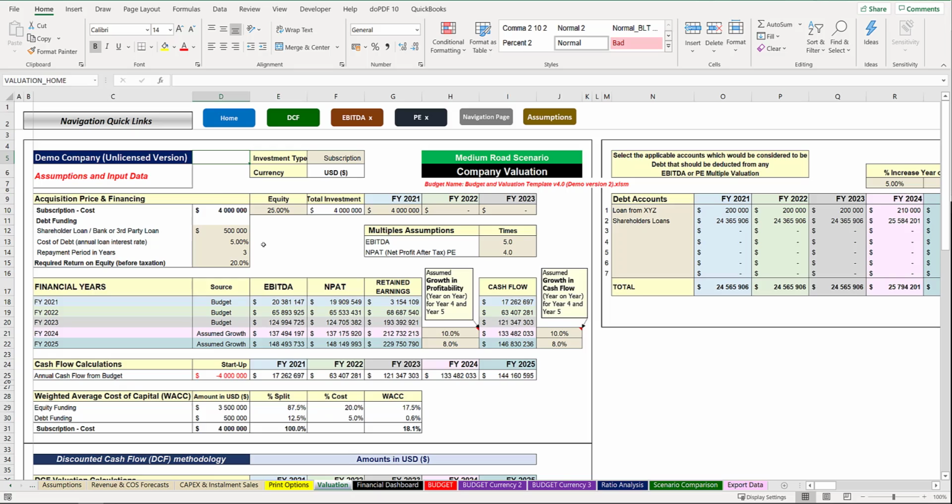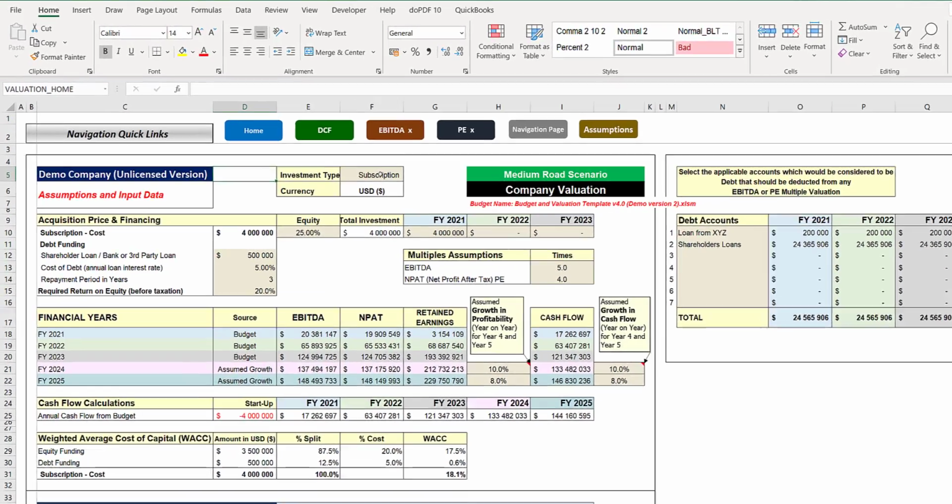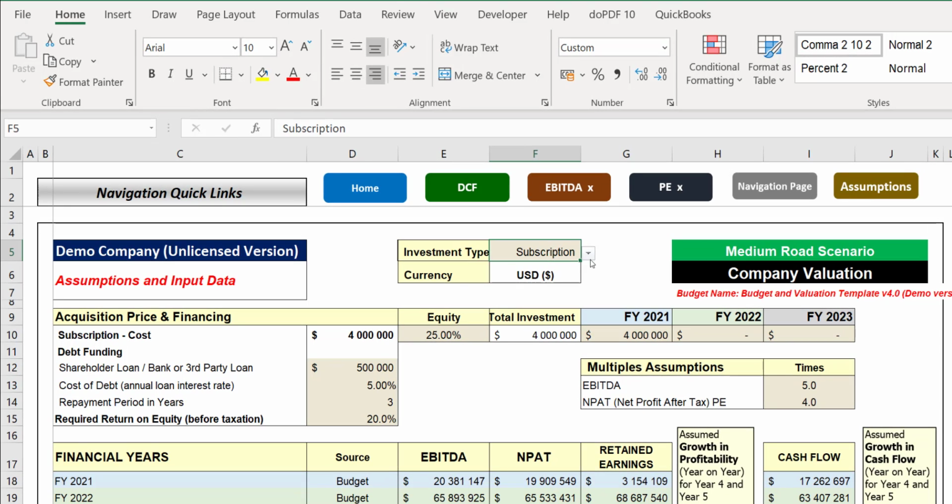So going back to the home page, when you're considering investment, you'd obviously enter the type of investment, and that's depending on how you've actually set that up in your setup sheet. Remember, the terminology is something that you can change.